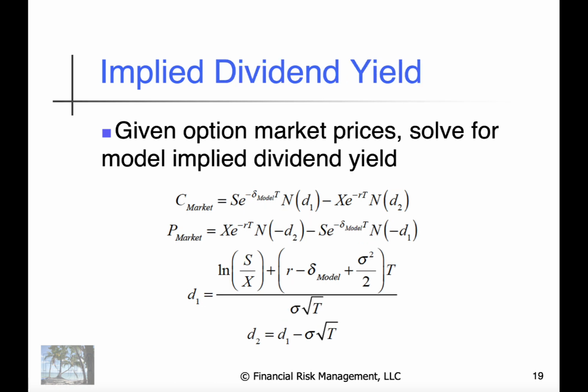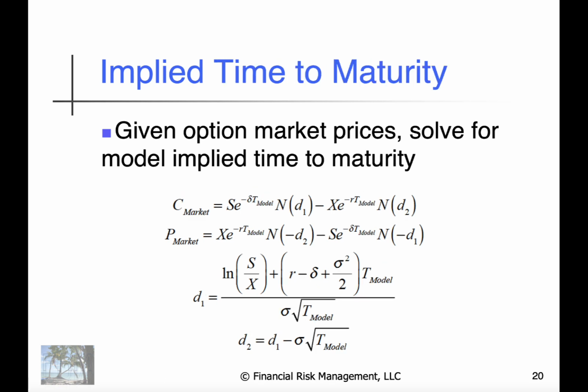We can solve for the implied dividend yield. If we have the market option prices as well as the other parameters, we could solve for the implied dividend yield and ask whether or not that seems reasonable in light of what our expertise in modeling dividends says. We could solve for implied time to maturity.